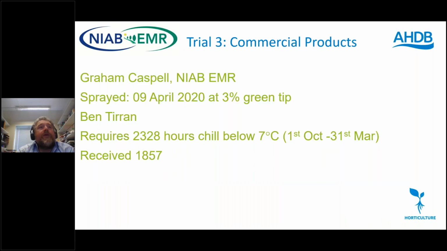We did this trial on site because these products are not licensed in the UK. We thought it's far safer to use them on site, and it gets away from any crop destruction that might have been involved with doing it on a grower's holding. We did these on the 9th of April on the variety Ben Tyran, and at East Malling we've got slightly more chill hours than at the other sites, but again, still not enough to put us over the threshold that was needed.